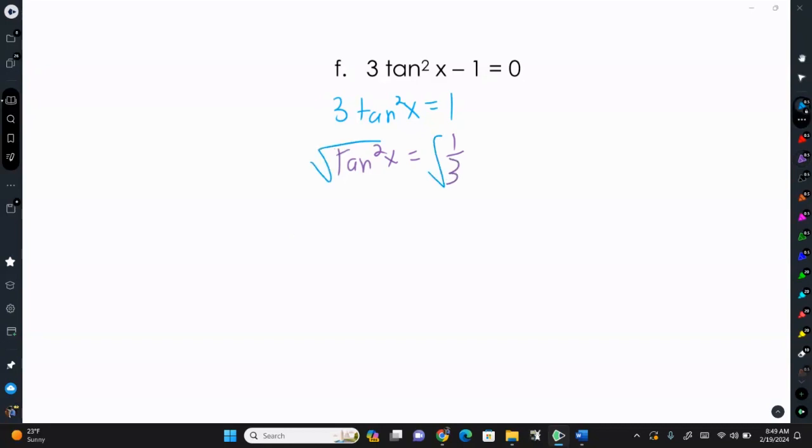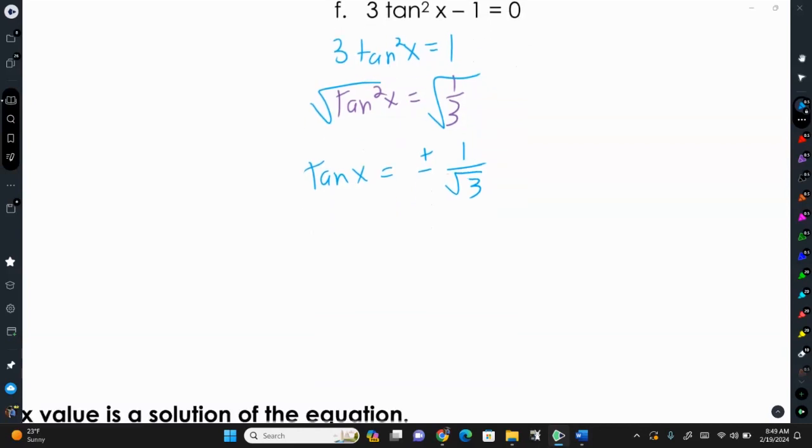All right, now with letter F, it's 3 times tangent squared x minus 1 equals 0. So we'll add 1 to both sides. We get 3 times tangent squared x equals 1. Then divide both sides by 3. So tangent squared x equals 1/3. And now when we square root both sides, we get tangent x equals plus or minus 1 over the square root of 3, because the square root of 1 is just 1.